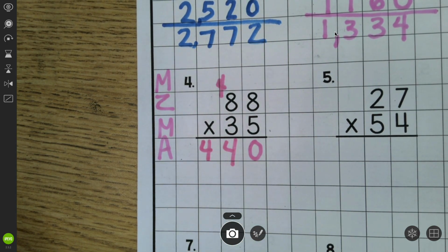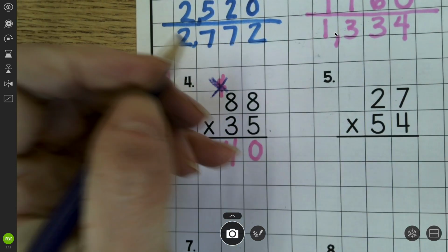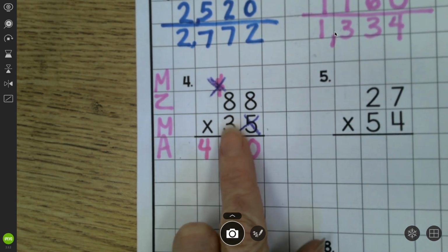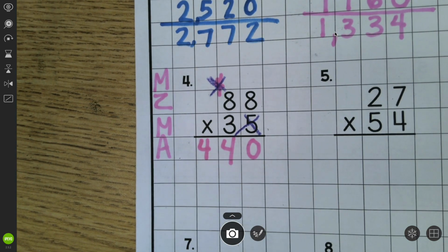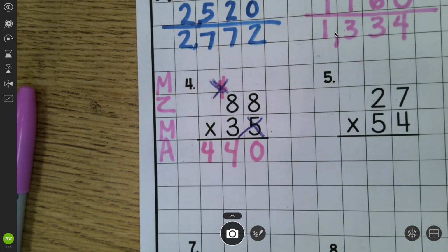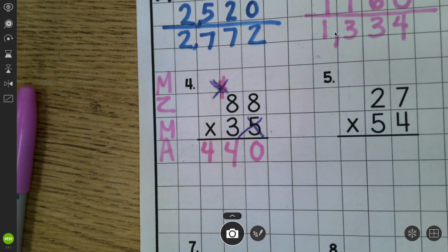Now, I'm going to cross out my regrouping and this bottom number so I can focus on what I'm dealing with. Okay, 3 times 8. Here we go. 3, 6, 9, 12, 15, 18, 21, 24.